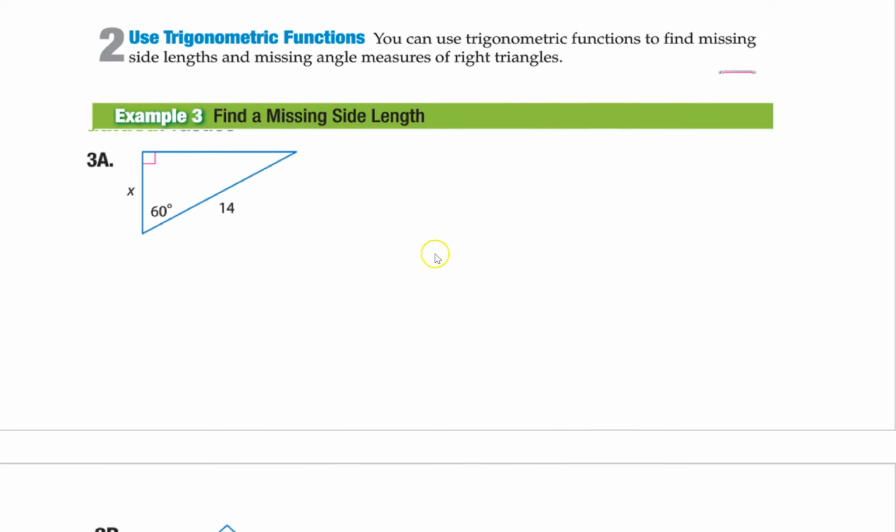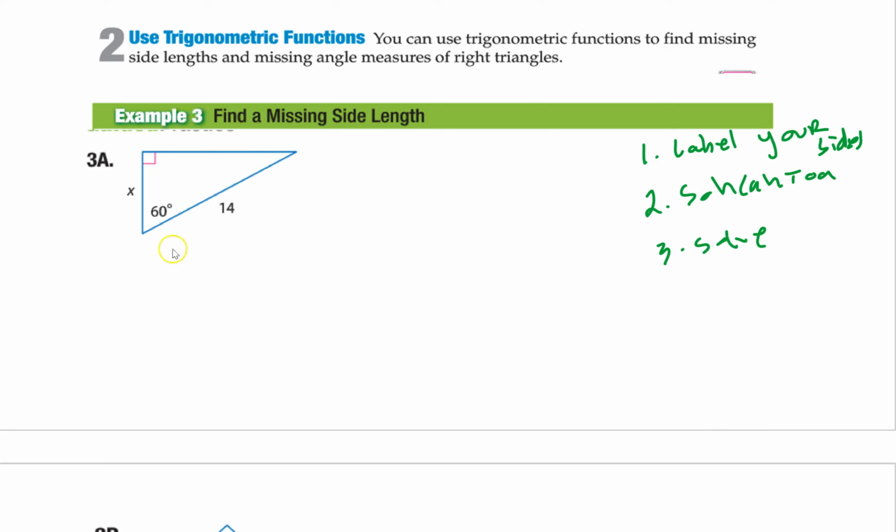Now here we're going to use a calculator. So they want us to find the missing side. The key thing here is, step 1 is label your sides. And then we're going to do SOHCAHTOA to figure out which one you need. And then we're going to solve. So what do I mean by this? Let's label our sides real quick. So here's my angle. This is opposite. This is the right angle, so hypotenuse. This is adjacent.